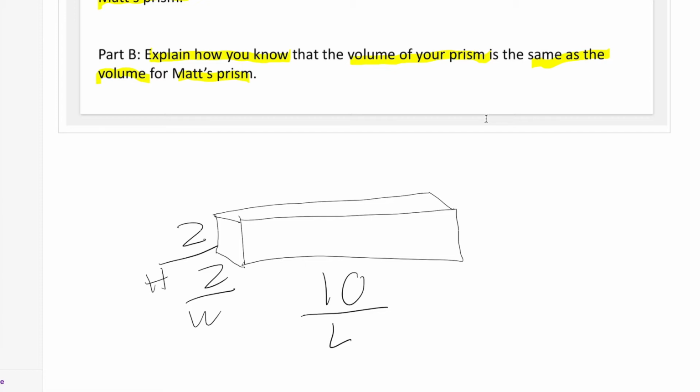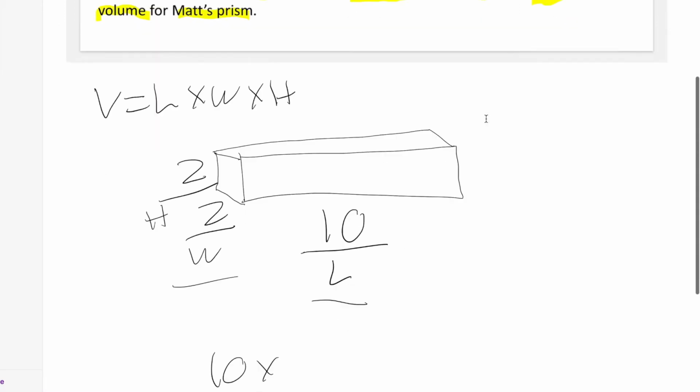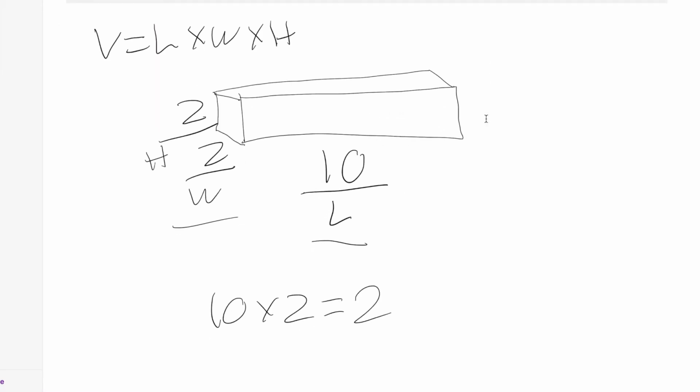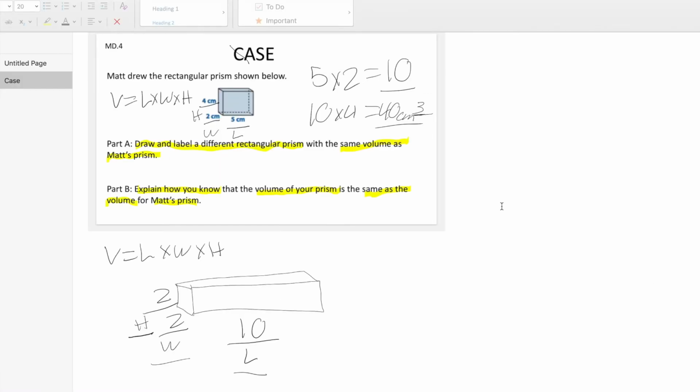We will be doing volume again, which is length times width times height. So the length times the width is 10 times 2, which is 20. Then you do 20 times the height, which is 20 times 2, 40 centimeters cubed.